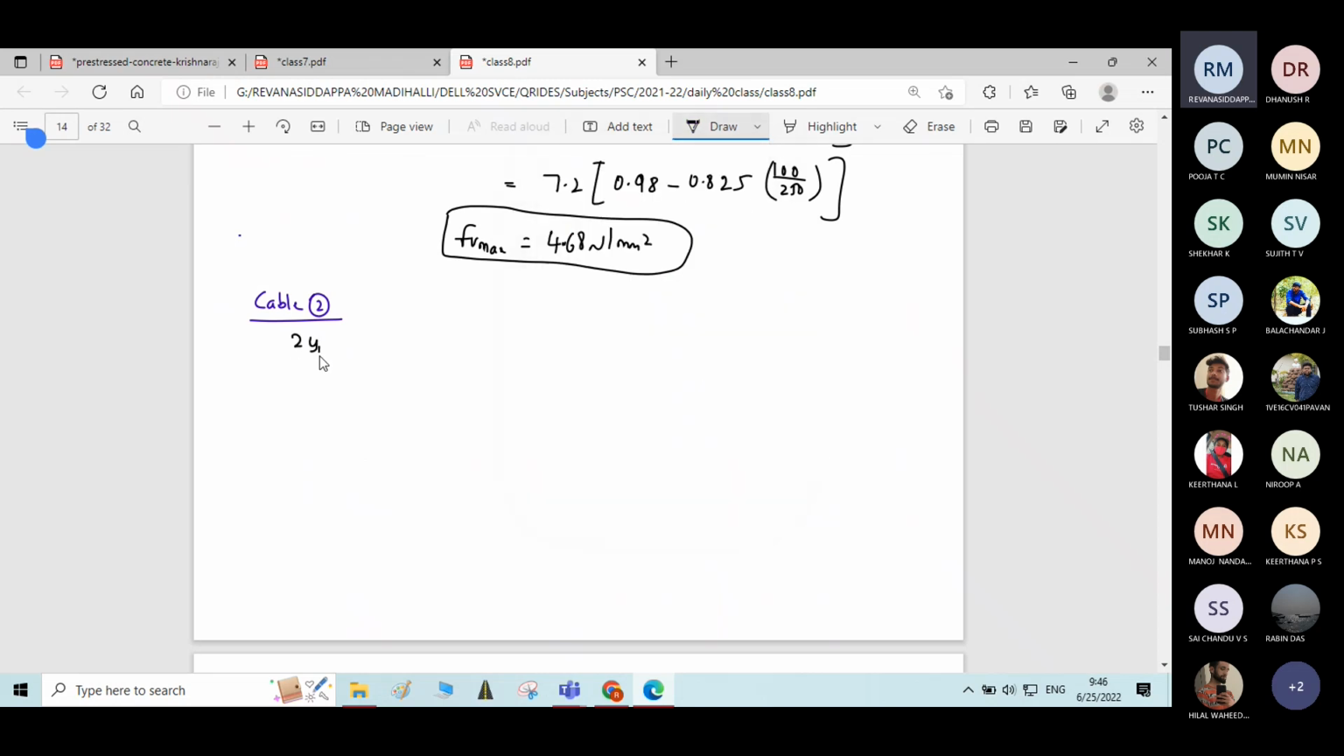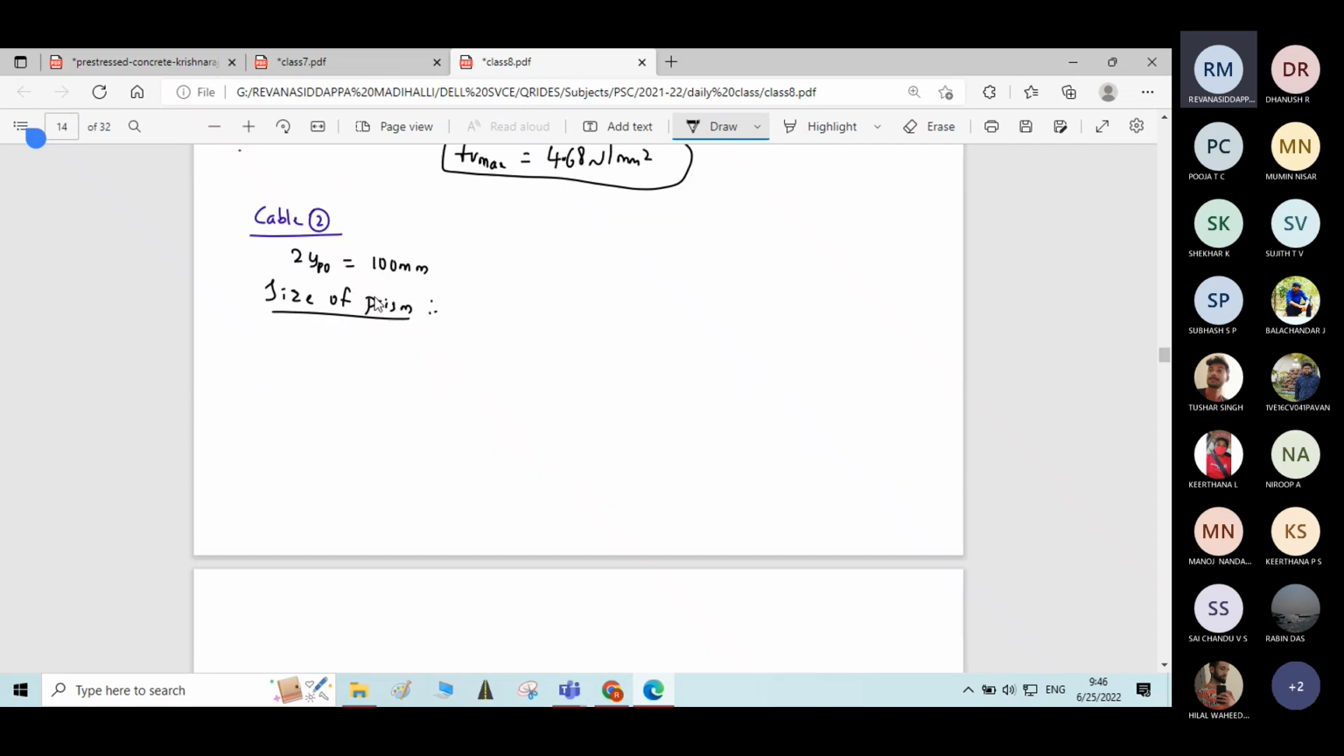Therefore, 2 yp naught is equal to 100 mm only. Then the size of the prism. Let us see. There are two calculations, as we did for the previous case. For the previous cable, the first cable, we performed the same calculation. First one is 2 y naught is equal to 2 into y1.